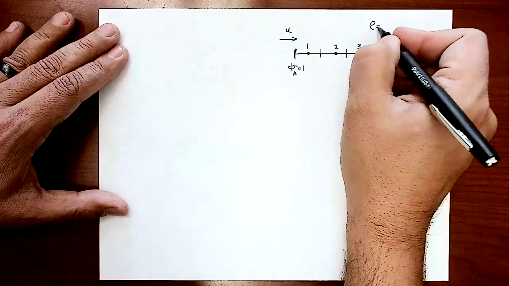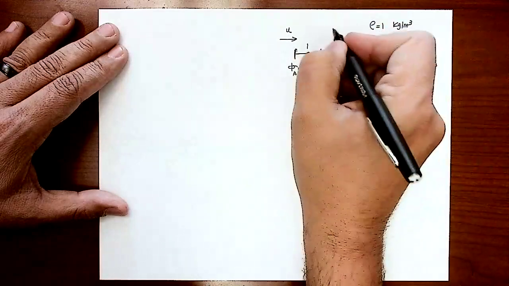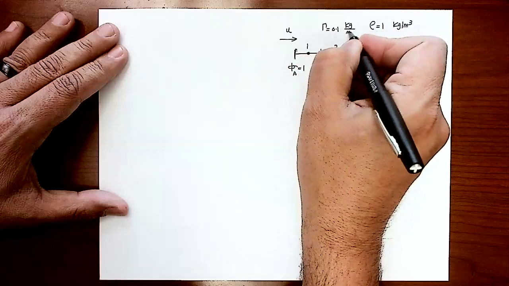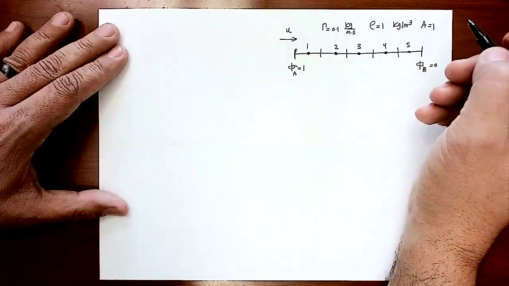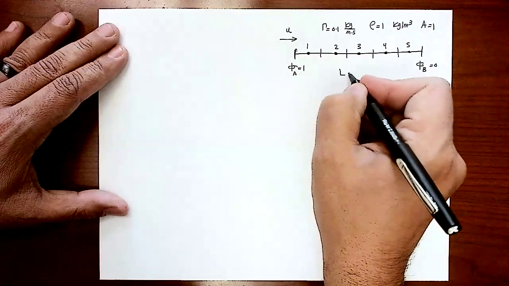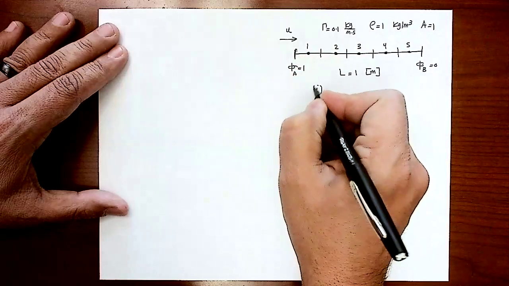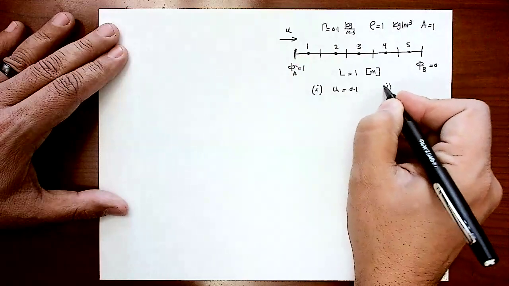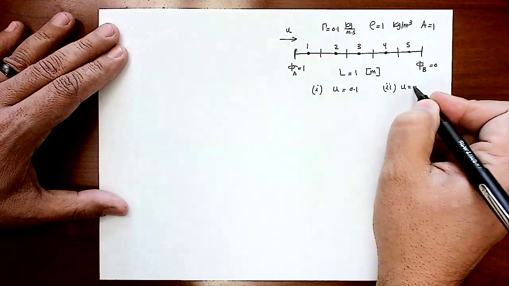Rho was given as 1 kilogram per meter cubed. Also, kappa is equal to 0.1 kilogram per meter second, and we got A is equal to 1. I'm just recapping what we did before. The total length of the domain is 1 meter, and we solved 2 cases in this problem: number 1, when U is equal to 0.1, and number 2, when U is equal to 2.5.